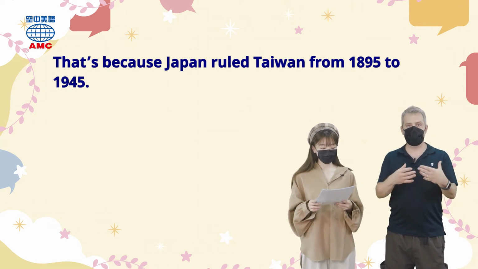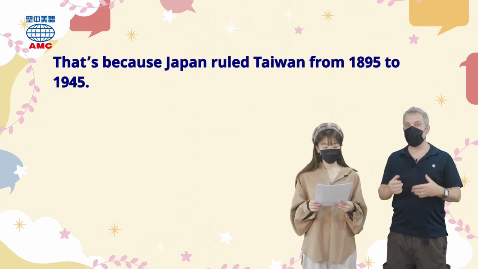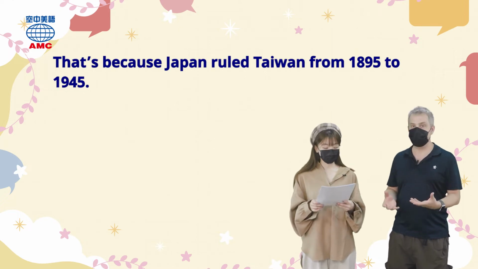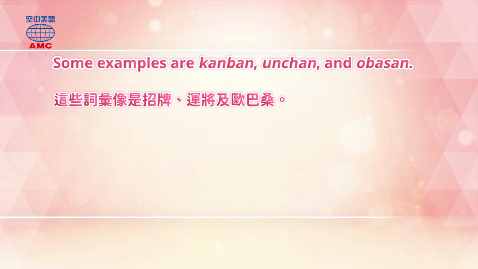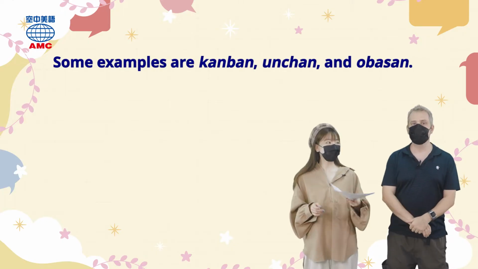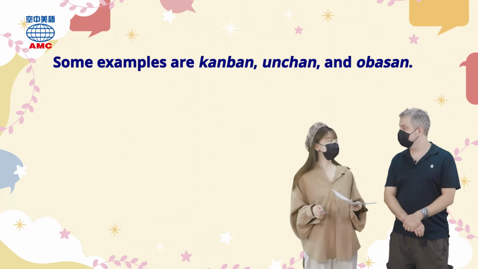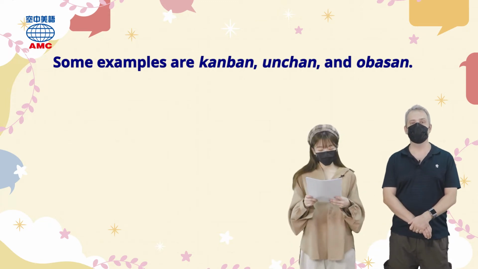So we get back to our article, and we've got these Japanese words in Taiwanese. And I'm going to pronounce them wrong, so maybe you can help me out here. Some examples are, is this kanban? Kanban. Unchan or unchan? I'm not really sure about this one. Okay, and I know this last one, obasan. Obasan, I know that one. Okay, so these are signboard, driver, and obasan, of course, is a middle-aged woman. Yeah, or maybe like a middle-aged man, you can call him an oji-san. Oji-san, okay, there we go.